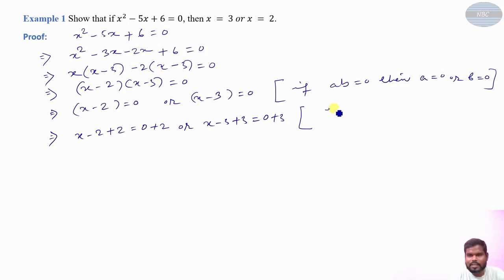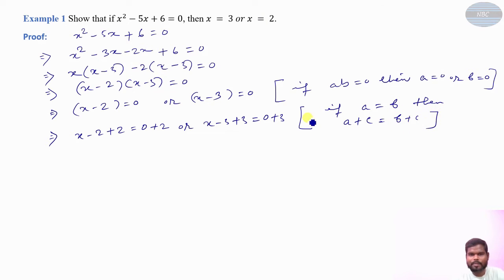So it means if a is equal to b, then if we add any quantity to both sides, both sides will still be equal. That is, if a is equal to b, then a plus c is equal to b plus c.